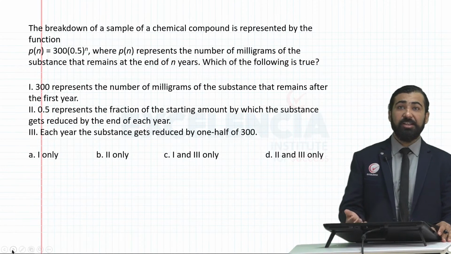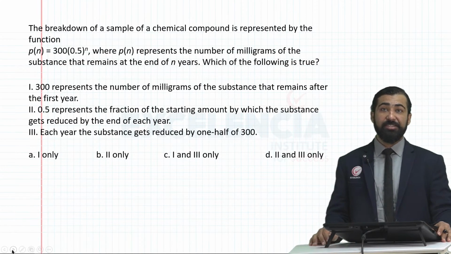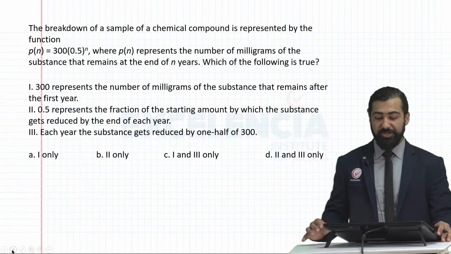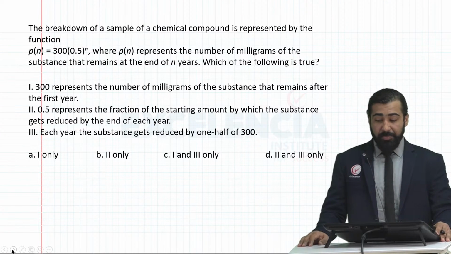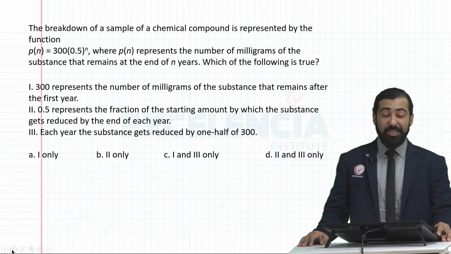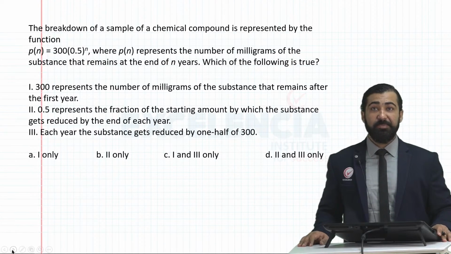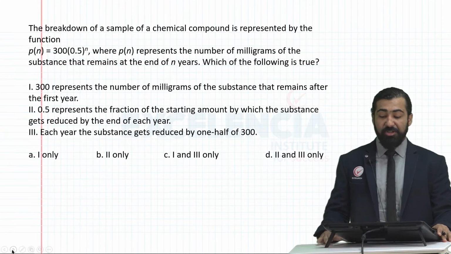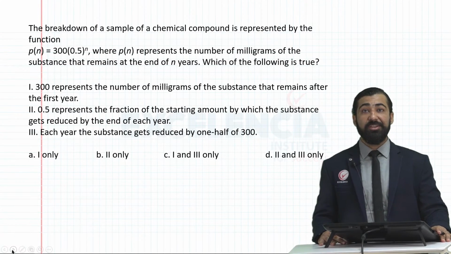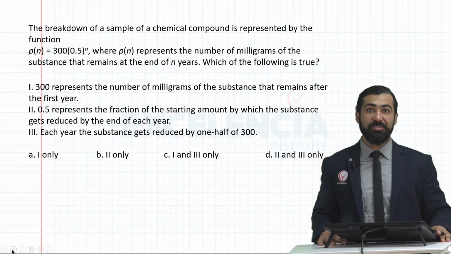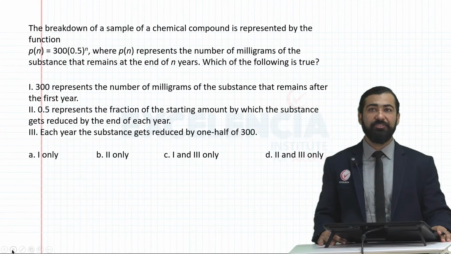Next, this is an exponential model because it is of the form a into b to the power of n, or b to the power of x. The breakdown of a simple chemical compound is represented by the function so and so, where n represents number of milligrams of the substance that remain at the end of n years. Which of the following is true?